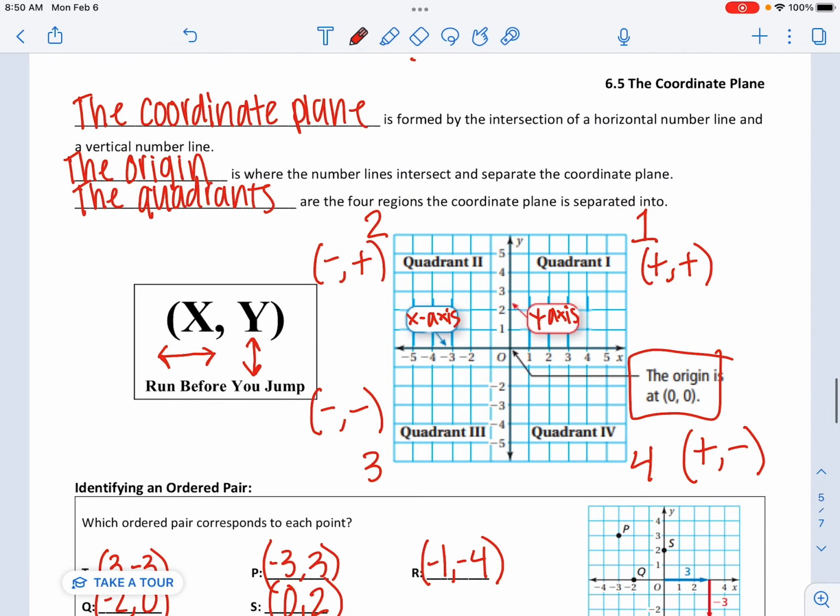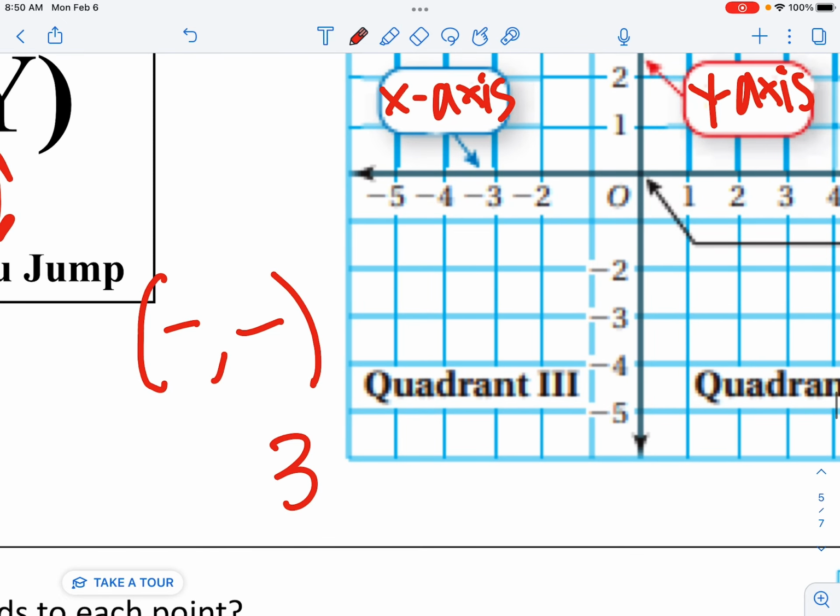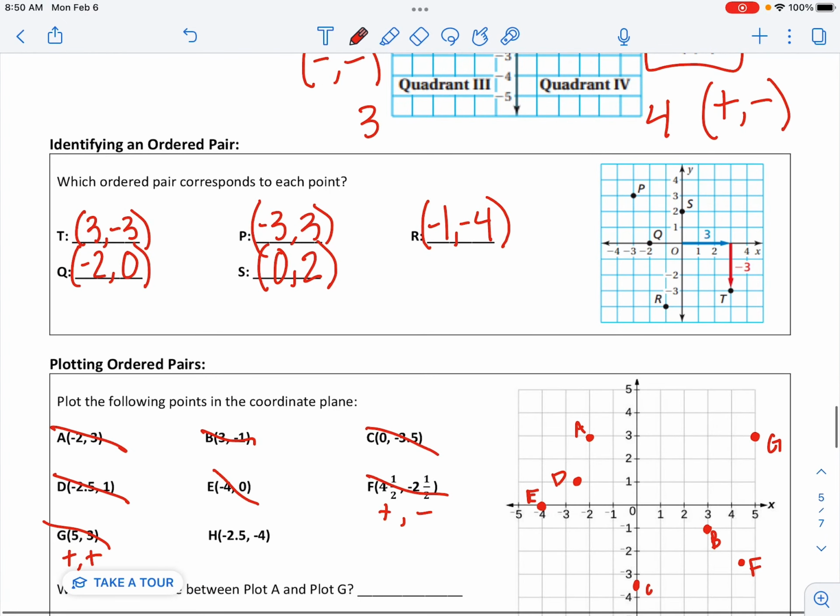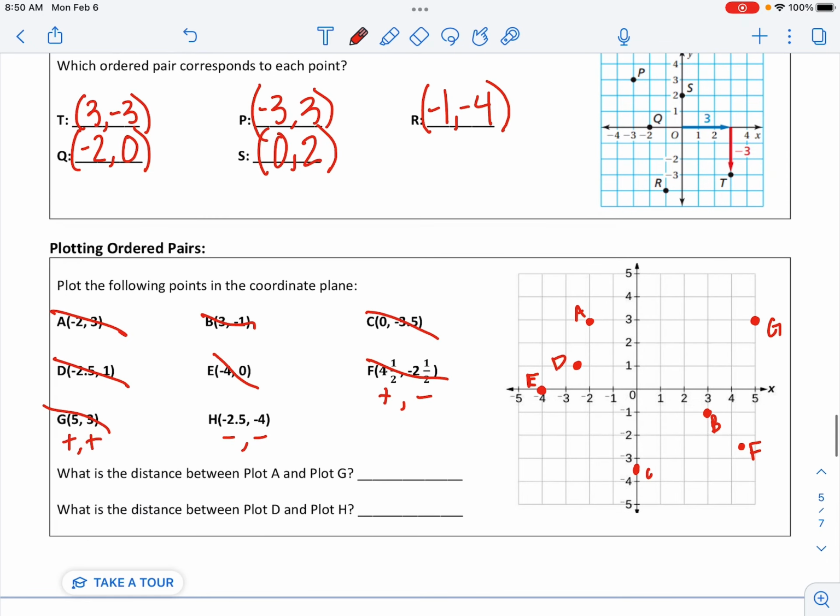So if I go up here, it's a negative, negative. So that's going to be quadrant 3. Negative, negative. So we go to the left, negative 2.5. I know negative 2.5 is in between negative 2 and negative 3. And then I go down, negative 4. It should be right there, and that's H. So your plot should look like that.